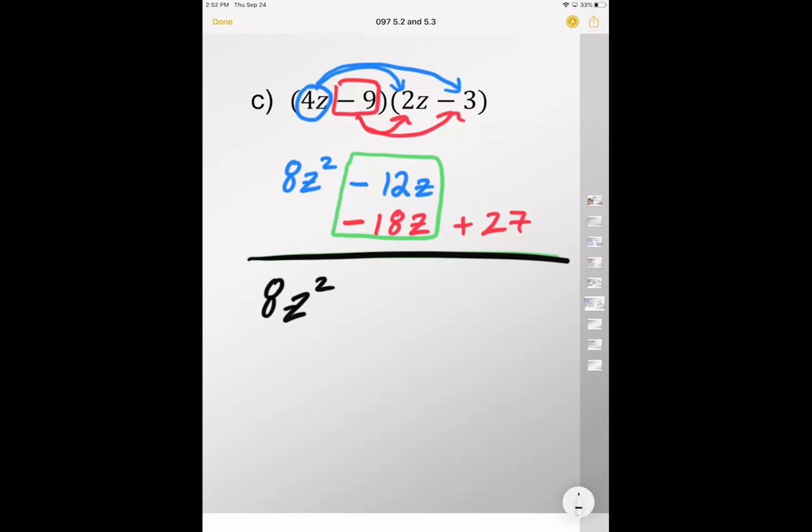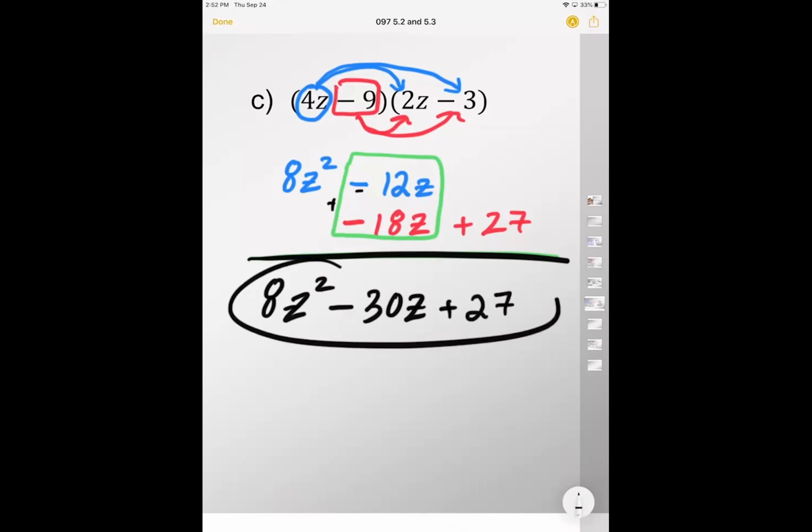And what is negative 12 and a negative 18? Well, they are both negative. Remember, we need to add them and keep the sign. In this case, my sign will be negative, right? And 12 plus 18 will give me 30z. And lastly, I need to bring down my 27. So this, ladies and gentlemen, is your answer, right?